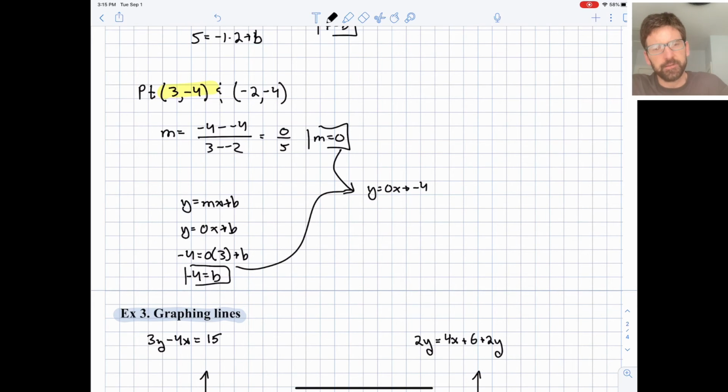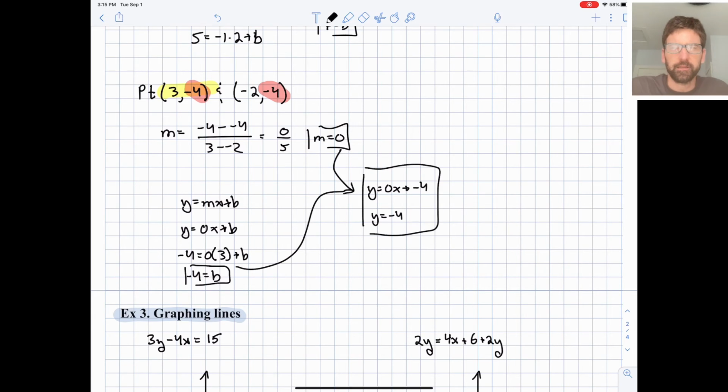So I hope you can also see that no matter what x is, y is a -4. That's what that means, okay? That's what this equation means. That's what these 2 points tell us. So y is just always -4. Okay, so either one of those would be legit final answers.